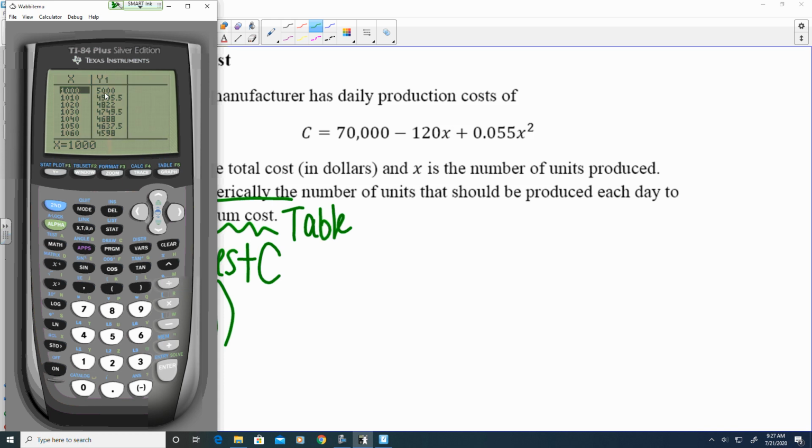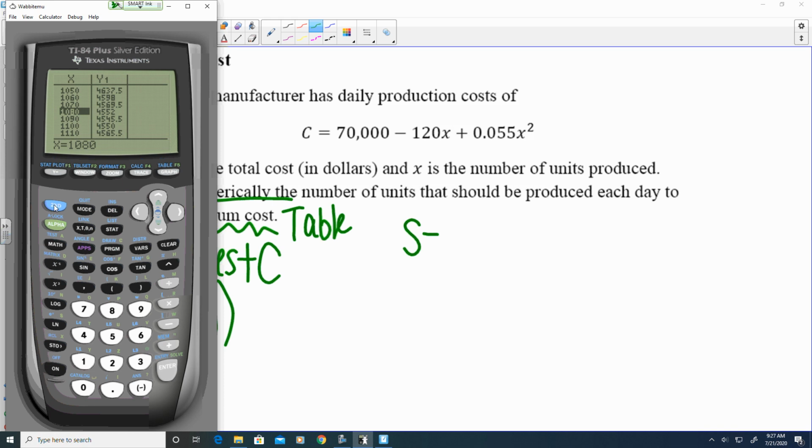Okay, so I'm going to keep going again. Now it's going by tens. I might have to go a little bit further to figure out where that bottoms out. Okay, so I see at 1090 here, it's actually the lowest. So I'm going to narrow it down one more time and go by ones.